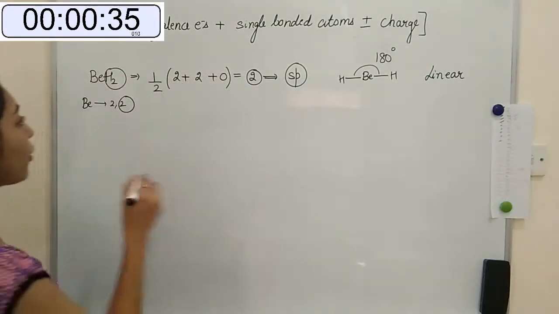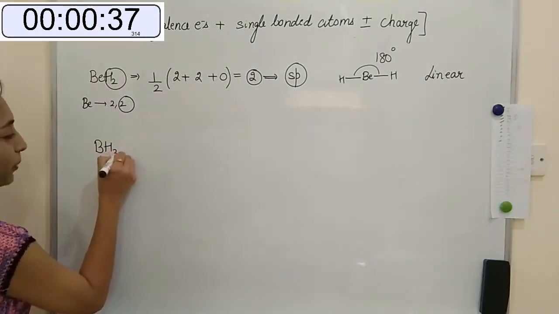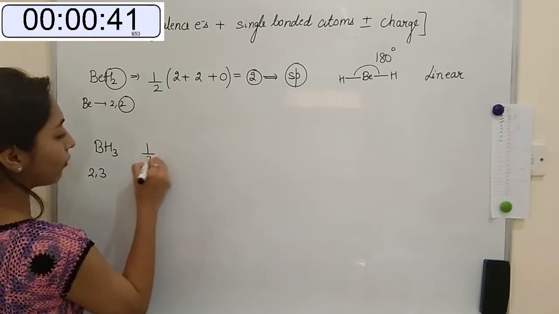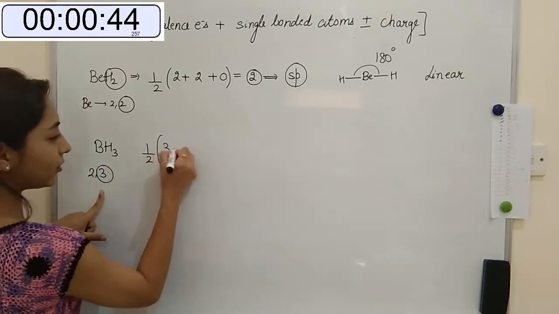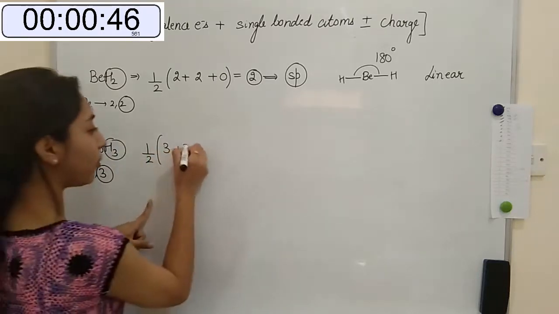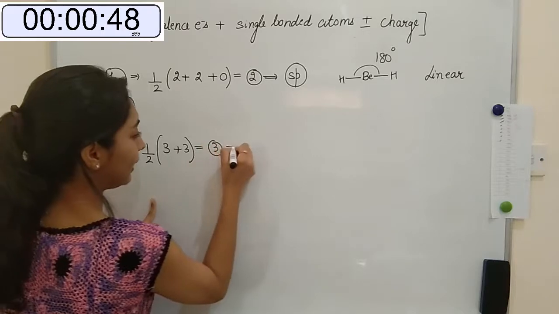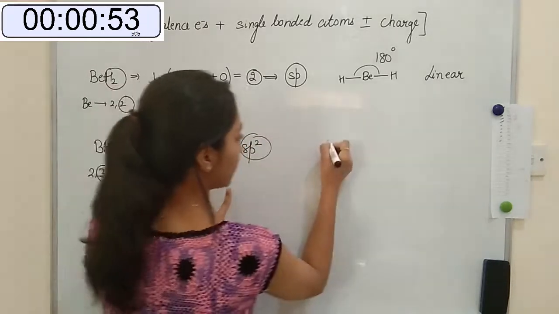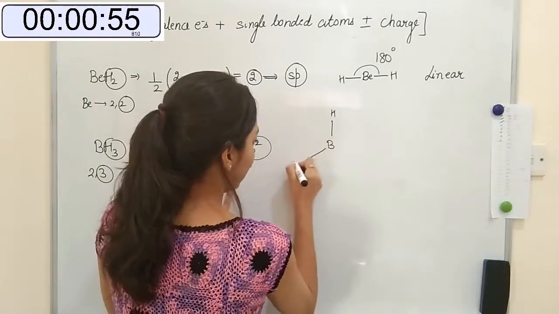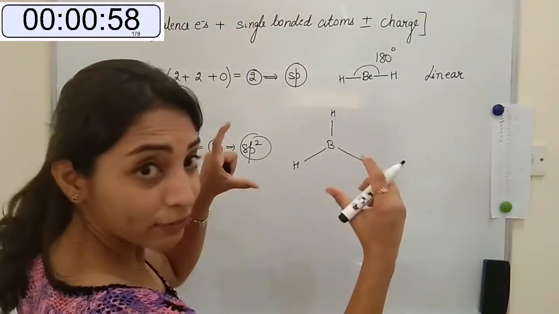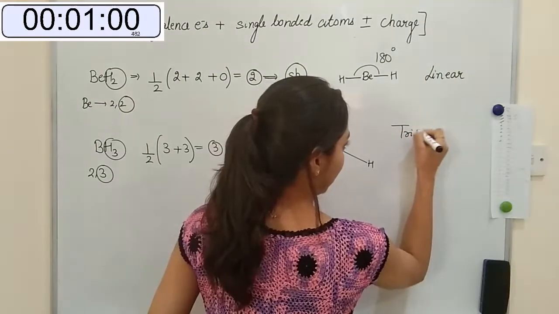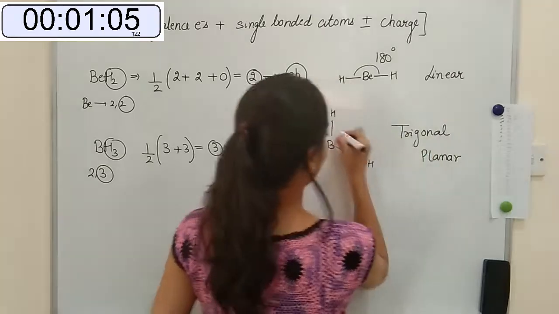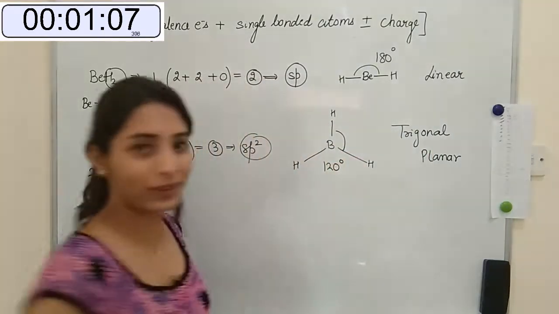Done? Moving on to the second question, I have BH3. Boron I know is 2, 3. So half number of valence electrons 3 plus number of atoms attached by single bond 3. So 3 means sp2. And sp2 means it should be something like this. If we take a picture, it comes out to be trigonal planar, and the bond angle will be 120 degrees.